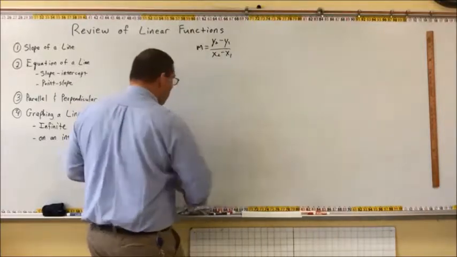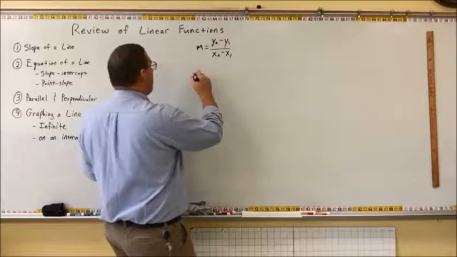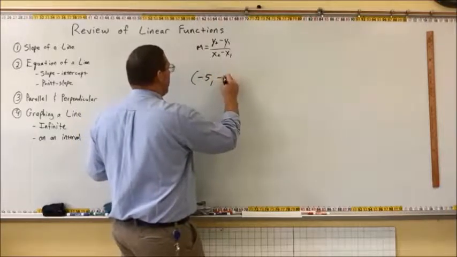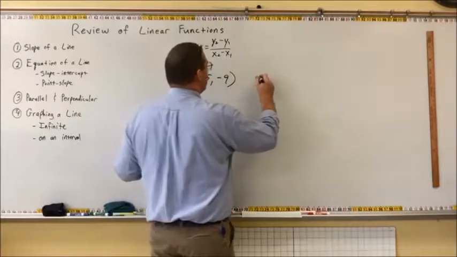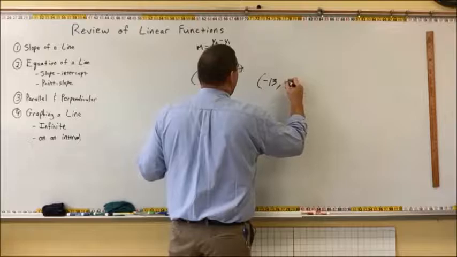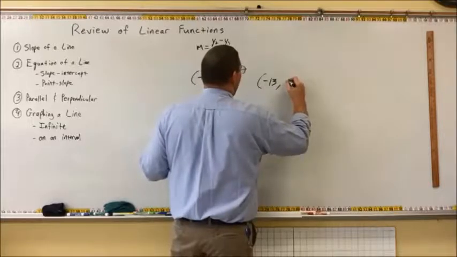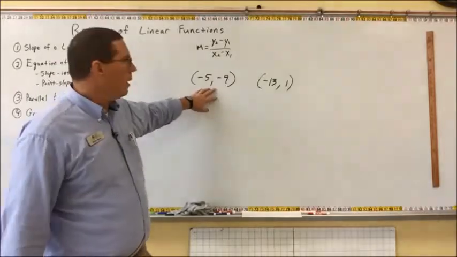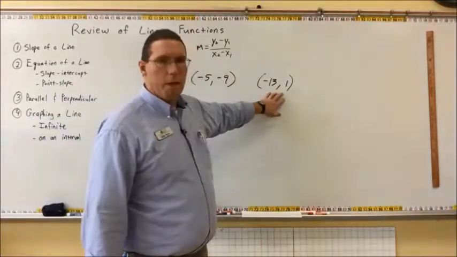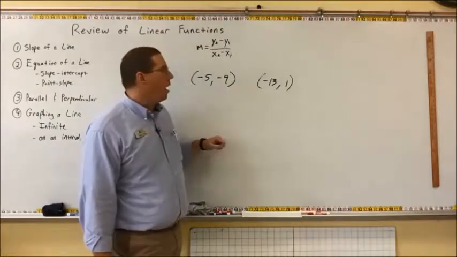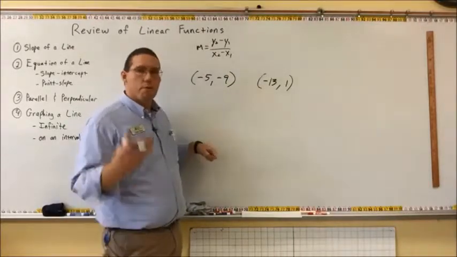All right. What is the slope of the line that connects the points negative 5 and negative 9 to the point negative 13 and positive 1, let's say. So here's a point on the coordinate plane. Here's a point in the coordinate plane. All right, you can think about where they are. See if you can figure out the slope of the line that connects these 2 points. Go.